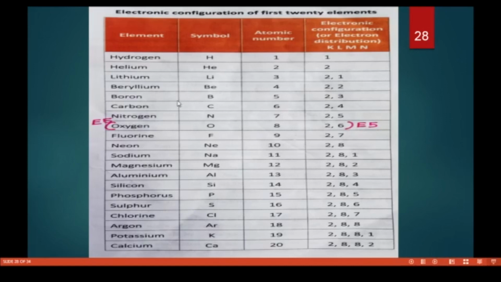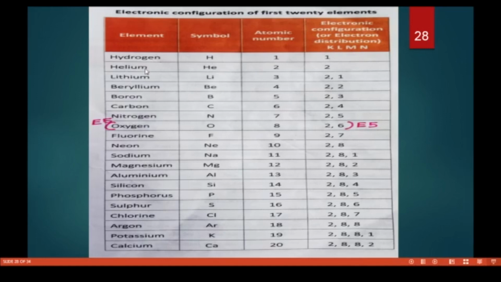Okay, so this is more examples for the electronic configuration of the first 20 elements. See hydrogen, helium, lithium, beryllium, boron, carbon, nitrogen, oxygen, fluorine, neon, sodium, magnesium, aluminum, silicon, phosphorus, sulfur, chlorine, argon, potassium, calcium. This is the atomic number. If you know the first 20 elements in order, the atomic number will be very easy for you, and then write the electronic configuration.